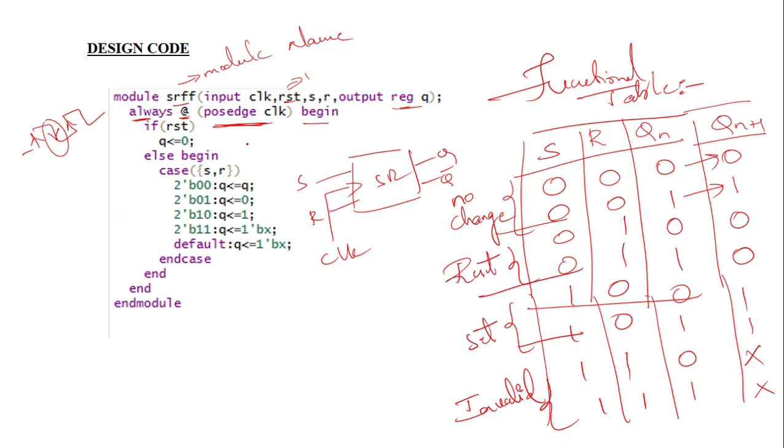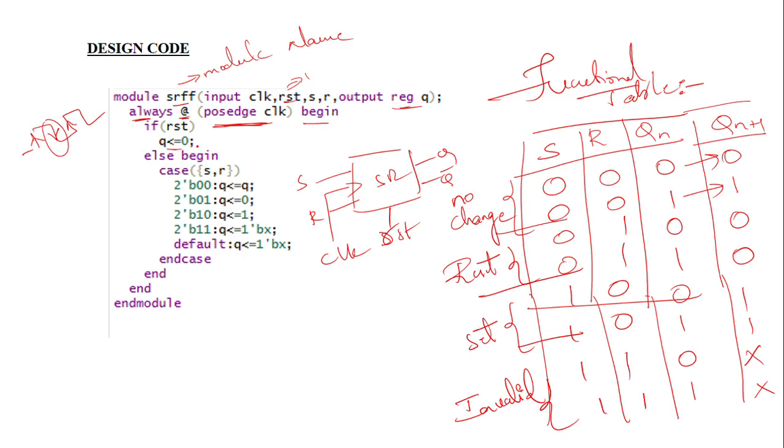Then followed by begin. If reset, meaning if the reset value, which you can consider here or here, is 1, then the whole flip-flop goes to the initial state, the 0 state. So I have to assign the next Q value as 0, meaning our output is going to be 0.